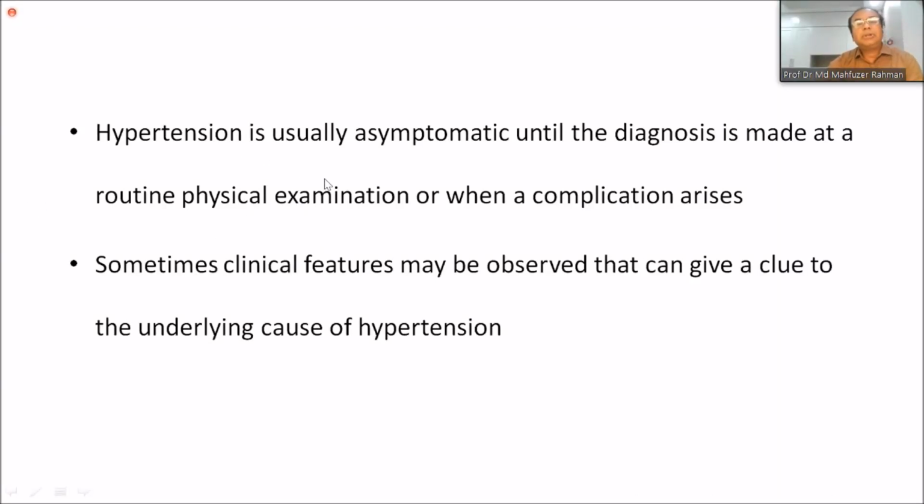Hypertension is usually asymptomatic until diagnosis. Hypertension which remains asymptomatic is said to be a silent killer. Symptoms usually occur whenever there is target organ damage, or symptoms might be due to the underlying etiology of the hypertension. Usually it remains asymptomatic. Sometimes clinical features may be observed that can give a clue to the underlying cause of hypertension.